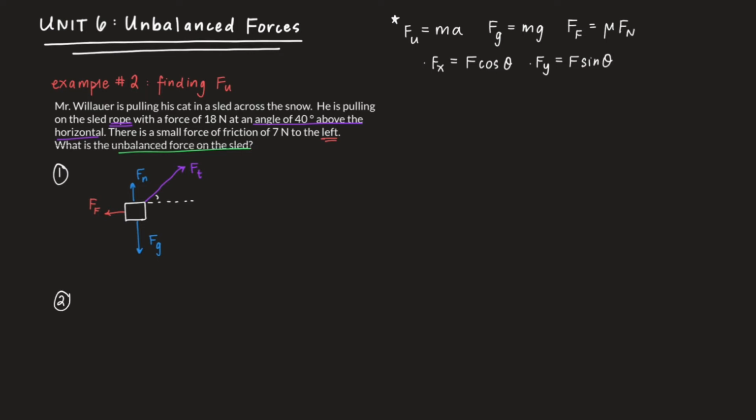Identifying our givens, the first thing that we see is that we're pulling on the sled rope with a force of 18 newtons at an angle of 40 degrees above the horizontal. So our 18 newtons, that is our applied force, or our tension. Either one would work in this case. And our angle is 40 degrees, again, above that horizontal. So up and to the right.